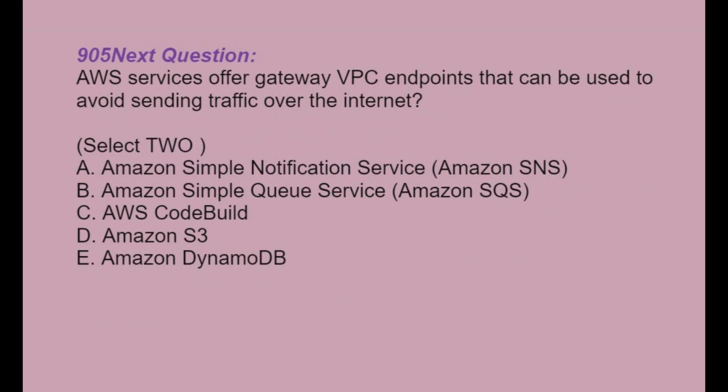Question is, which AWS services offer gateway VPC endpoints that can be used to avoid sending traffic over the internet? Select two options. Option A. Amazon Simple Notification Service, Amazon SNS. Option B. Amazon Simple Queue Service, Amazon SQS. Option C. AWS CodeBuild. Option D. Amazon S3. Option E. Amazon DynamoDB.